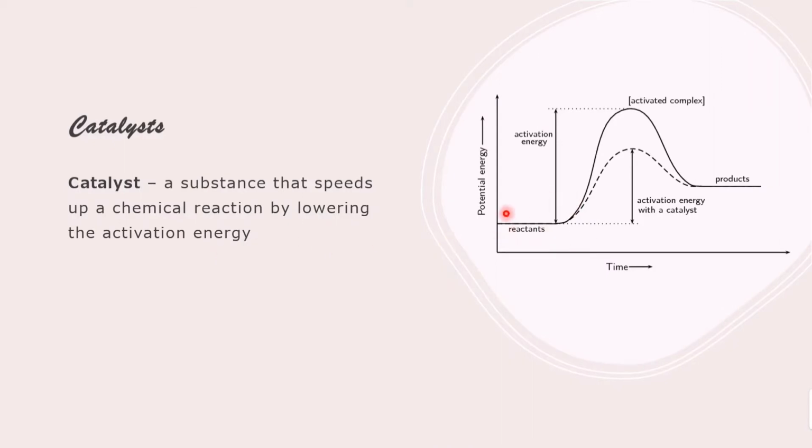If you see here on our reaction diagram, our normal reaction needs a much larger activation energy, has a much larger activation barrier to overcome. And with the catalyst, the activation energy is much lower, meaning the reaction will be quicker because the molecules will overcome this activation barrier much quicker.